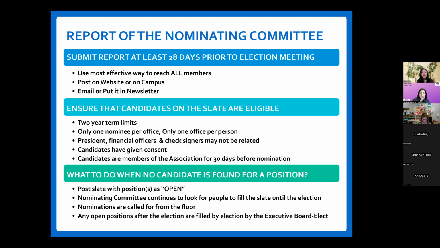You can, however, change the date if you need to change the date. It is best to keep your date, the one that's in your bylaws, but if you give 30 days notice that your meeting date is going to be a different date, that is acceptable. And there may still be positions that are open after the election. That's okay too. It's better if you can get them all filled, but if not, the executive board elect, the incoming officers, will be filling those positions.